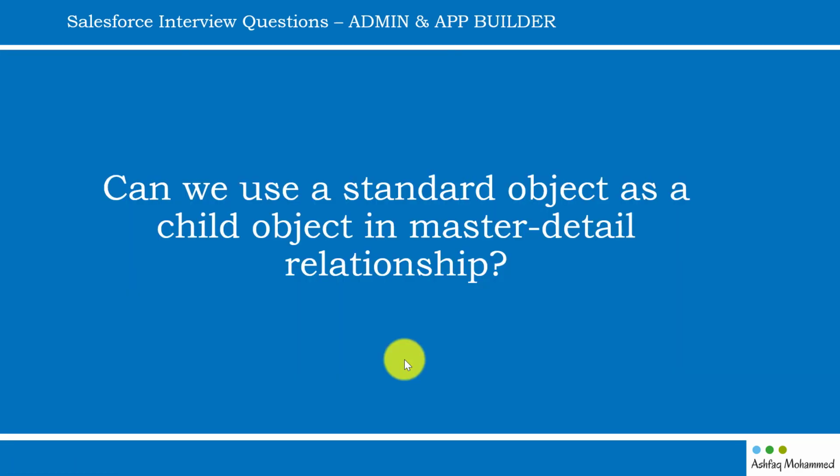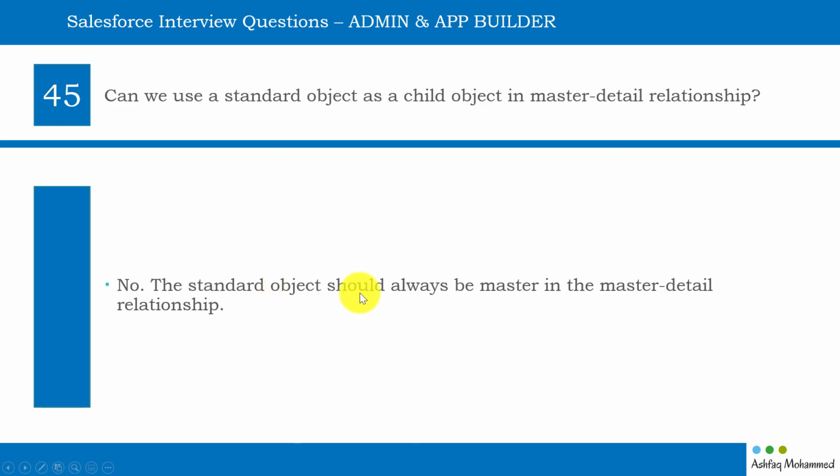Next question is, can we use a standard object as a child object in master detail relationship? I have already explained this before. So no, the standard object should always be a master in the master detail relationship.